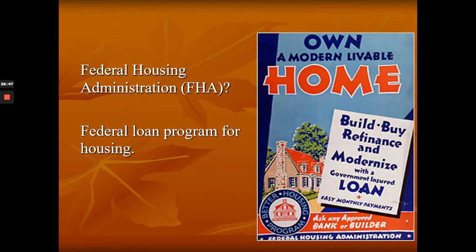The FHA, you should look into this, the Federal Housing Administration. It's a federal loan program for housing. So if you were to buy a house for the first time, you should look up FHA loans and you might find something that you like. But it's to encourage people to buy houses. And the government has always encouraged people to buy houses because it's really good for the economy. It may not be good for you personally, but it is good for the economy.